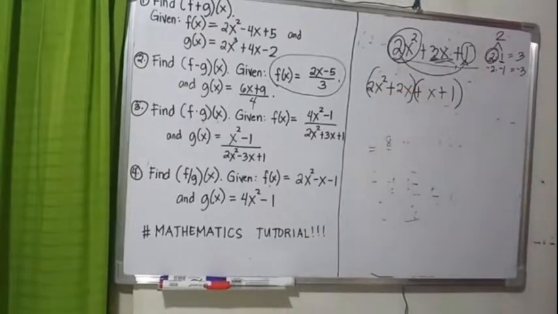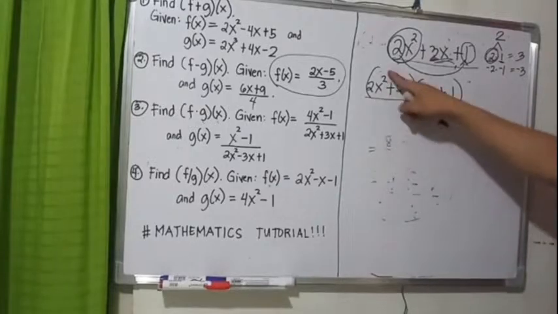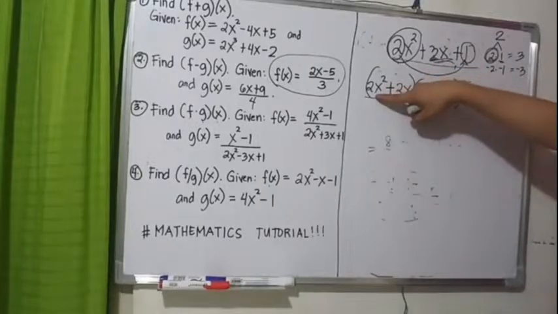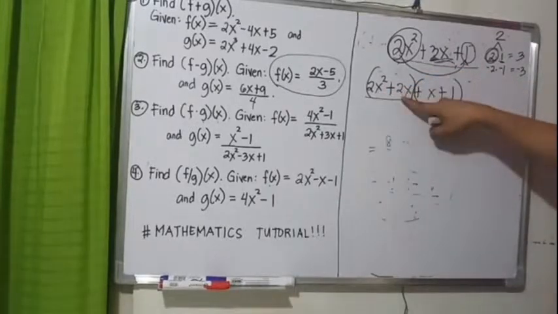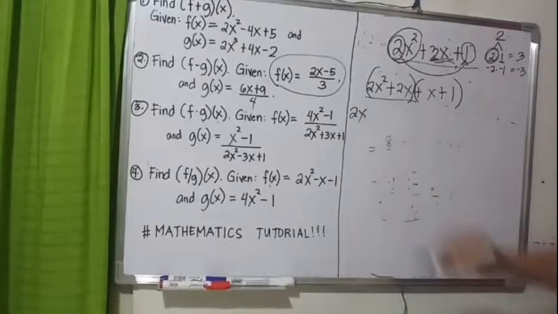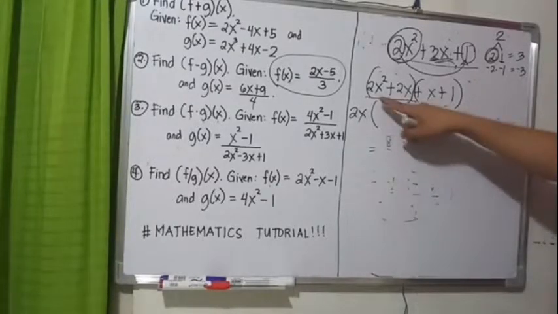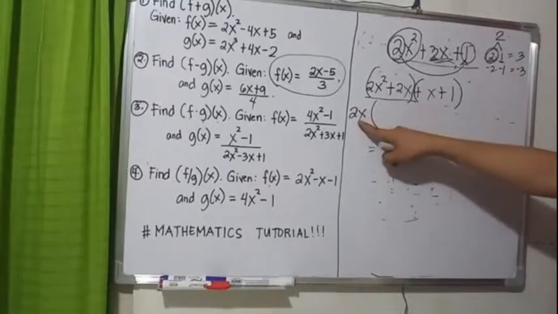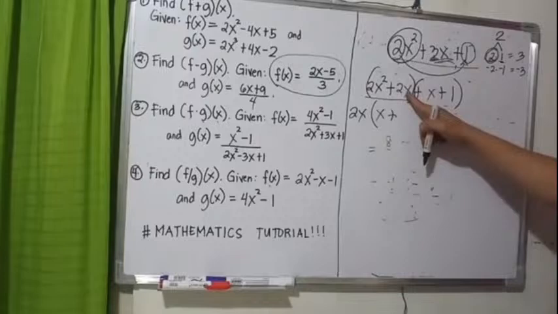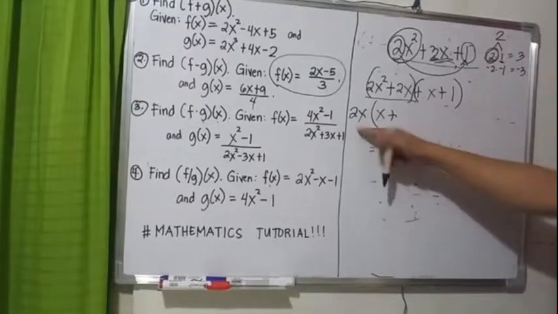Okay, i-regroup natin. So, ano yung common dito sa kanila? 2x squared plus 2x. Ano yung common? Pwede naman divide sa 2x squared, pwede rin sa 2x. Okay, very good. So, that is 2x. Next, 2x squared divided by 2x, that is x. Then, plus 2x divided by 2x, that is 1.